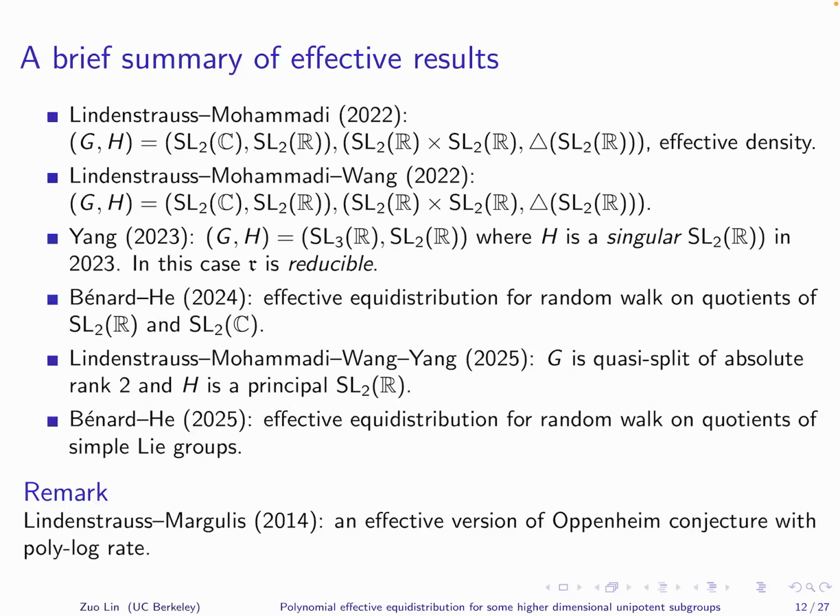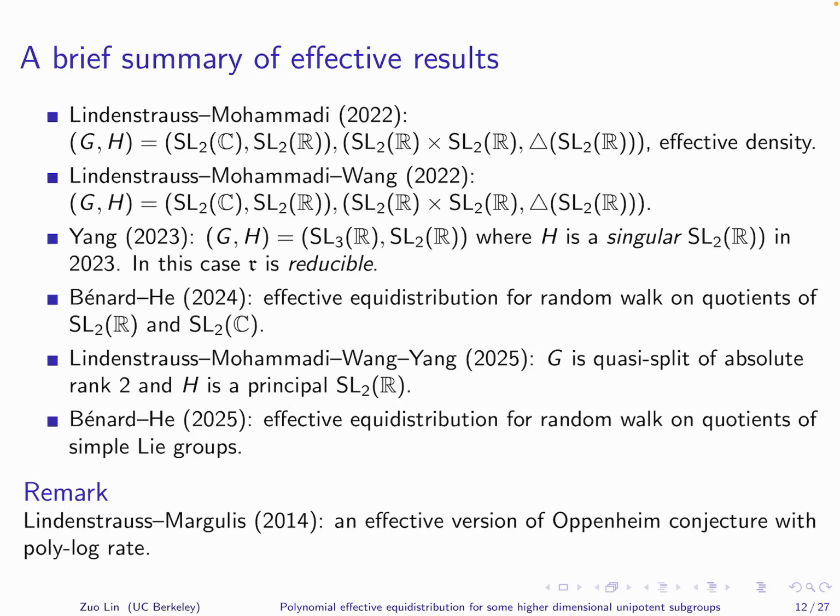And in 2023, Lei Yang proved a case where G is SL3R and H is a singular SL2. So this SL2 is not the quadratic form SL2 we discussed before. It is the top left corner of your 3x3 matrices. And in this case, it is different from our conditions. The complement R is actually reducible.